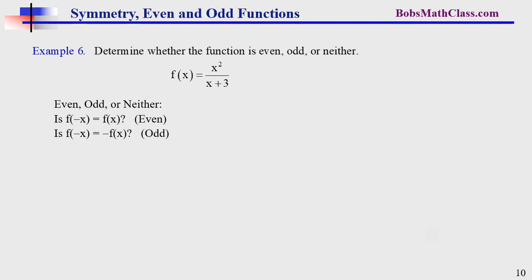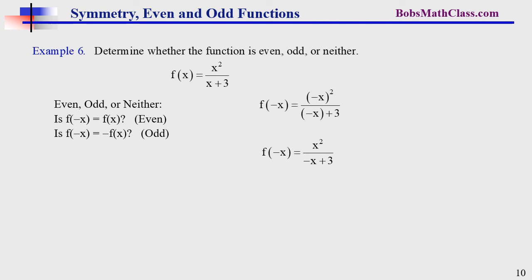All right, last example here. x squared over x plus 3. Odd, even, or neither? Okay, let's replace x with negative x. On the top, we're going to lose the negative. On the bottom, it's going to stay. Okay, so it's not quite the same as what we started with. We have that negative in the bottom.